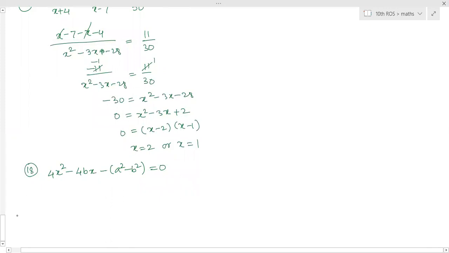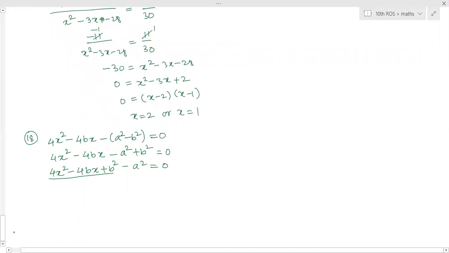Now this question is somewhat different. Open the brackets first. 4x square minus 4bx minus a square plus bx. So if I write b square here, 4x square minus 4bx plus b square minus a square is equal to 0. Can you factorize the first three terms? Are you able to factorize that? Yes, ma'am. That's the reason I told you. I'm asking the answer.